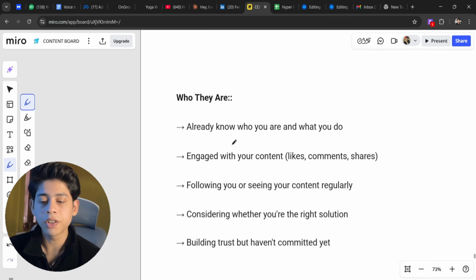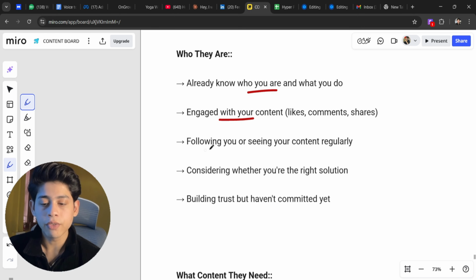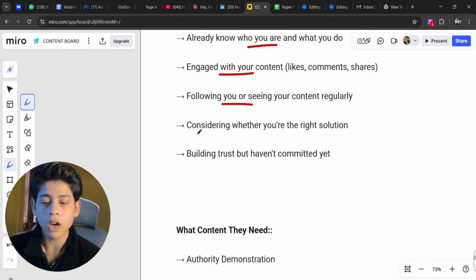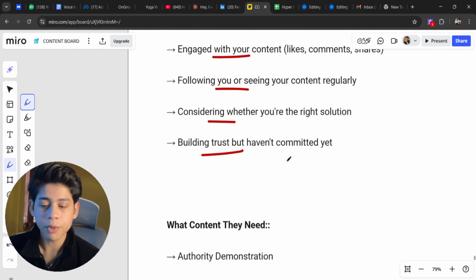Now let's talk about stage two, which is the warm audience. Who are they? They already know who you are and what you do. They often engage with your content, likes, comments, and shares, and follow you or consume your content on a regular basis, considering whether you are the right solution for them, building trust but haven't committed yet.